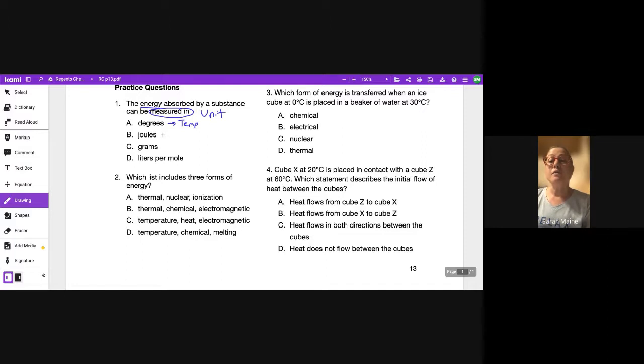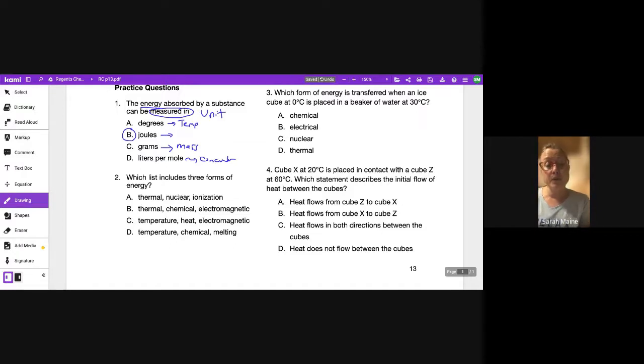So when it asks energy absorbed, a form of energy can be quantified or measured in what unit. Then we have joules. We have grams. Grams you should recognize for a quantity that you have probably measured many times, mass. Now a newer unit, liters per mole, which is something that we will look at later on. And so when we are comparing moles and liters, we are probably working with solutions and dealing with concentration. So the best answer here for this question is joules.